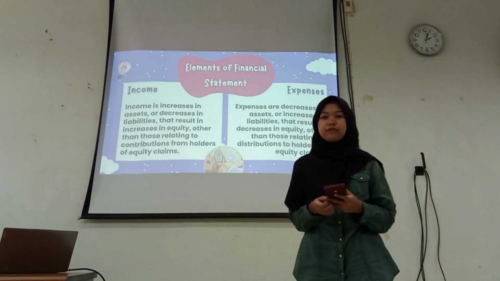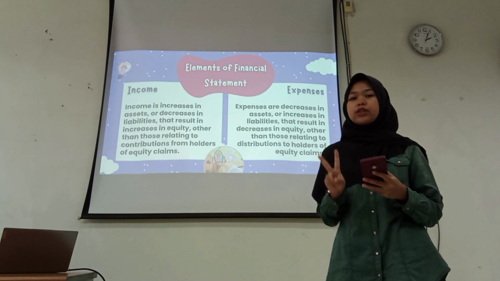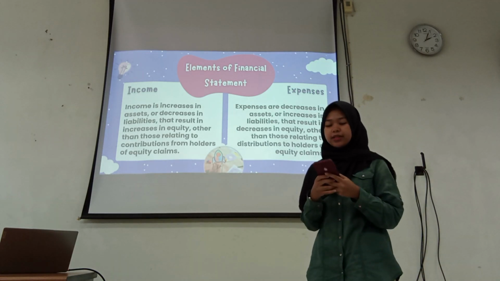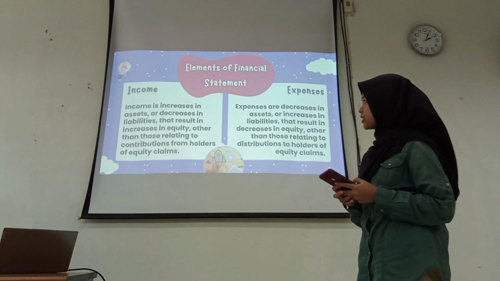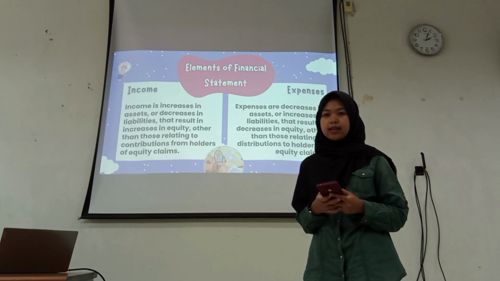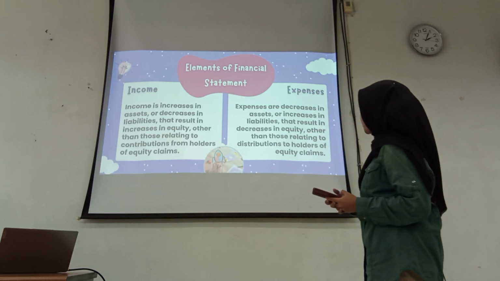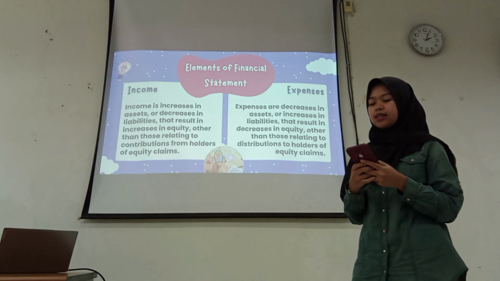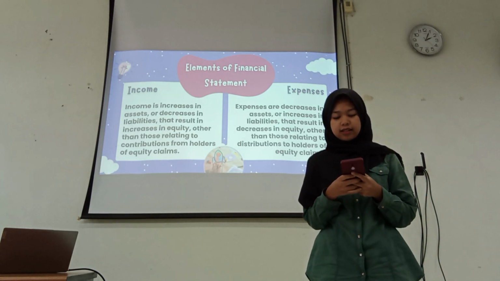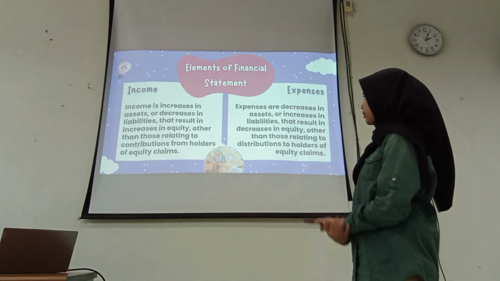Next is elements of financial statement. So there are two elements of financial statement. First is income. Income is increases in assets or decreases in liabilities that result in increase in equity. The next one is expenses. Expenses are decreases in assets or increases in liabilities that result in decrease in equity.